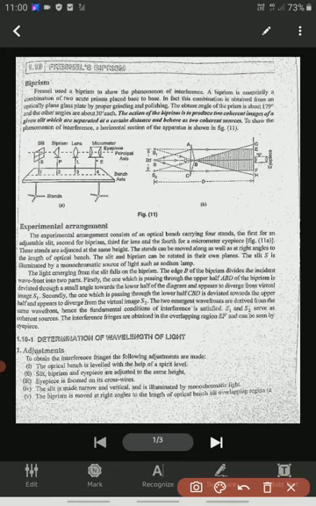The light emerging from the slit falls on the biprism. Observe this diagram also. Here this is the source, here we put the narrow slit, this one is the biprism, and this one is a screen or eyepiece. The distance between the two sources S1 and S2 we represent with 2d. Capital D is the distance between the sources and the screen.